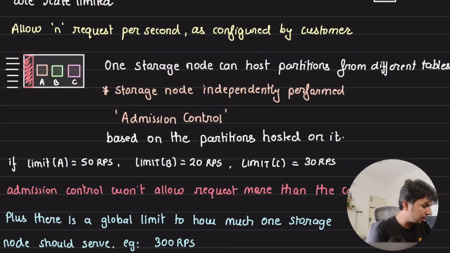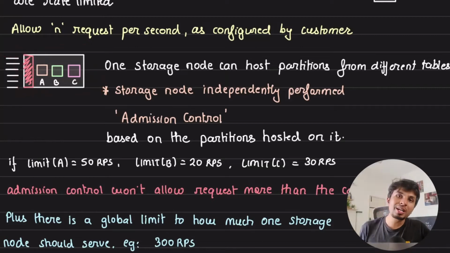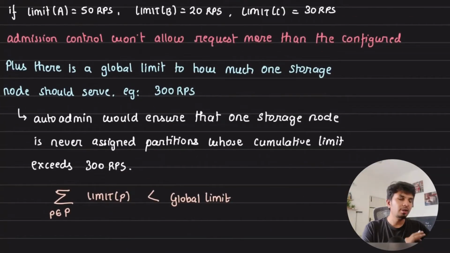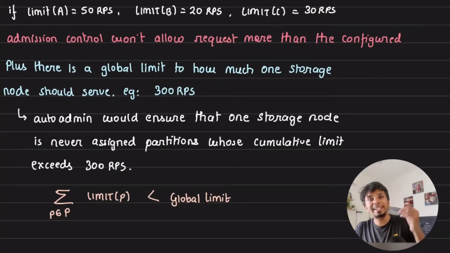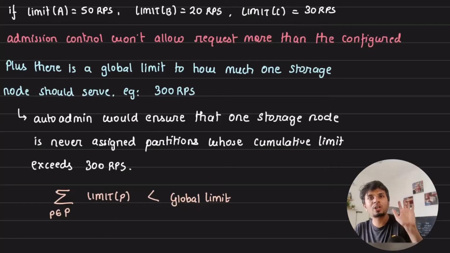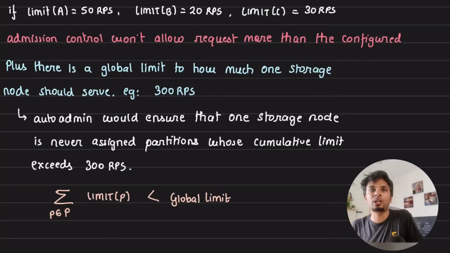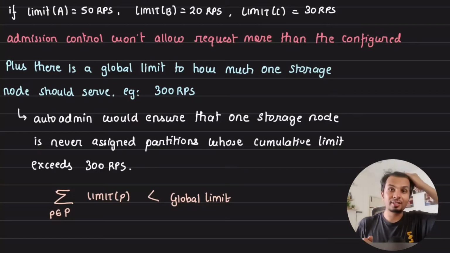So for example, if the storage node limit is 300 requests per second, I cannot have 3 partitions each having a limit of 200 requests per second, because then it would be 200, 200, 200, 600, but my limit is 300, right? So I cannot host it. So auto admin service ensures that no matter what, one storage node is never assigned partitions whose cumulative limit exceeds 300 requests per second. That's the job of auto admin service. Otherwise, if you are serving more partitions from that, the requests would come in and you would have to handle them, but you cannot handle them, right? So that's the concern. So how do you address that?